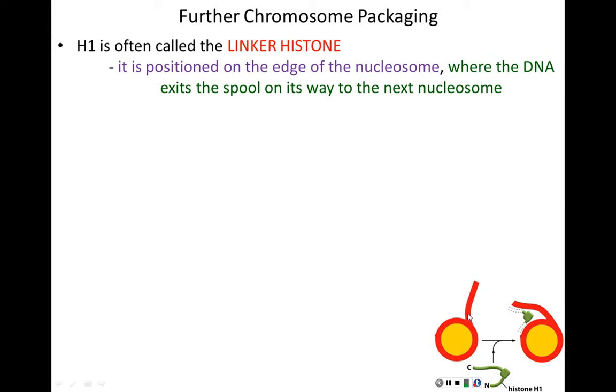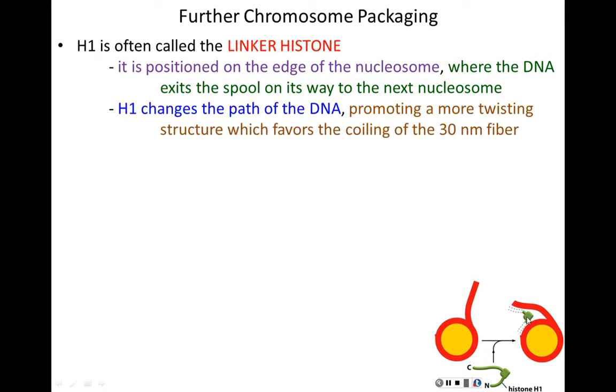And at this junction, as the DNA is leaving this nucleosome, that's where H1 is positioned. H1 here is shown in green. What H1 does is it changes the path of the DNA. So instead of going straight out the top, you can see that H1 kind of forces the DNA to go off to the side. This change in path promotes more of a twisting formation, and this twisting promotes the coiling of the 30 nanometer fiber. It actually allows the nucleosomal DNA to be wrapped a little bit more easily.